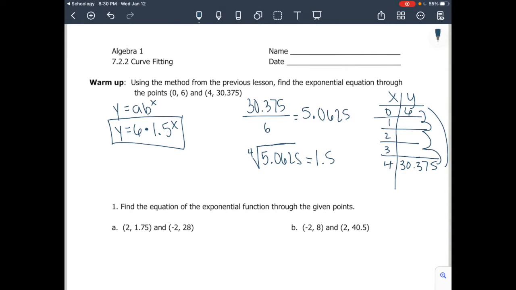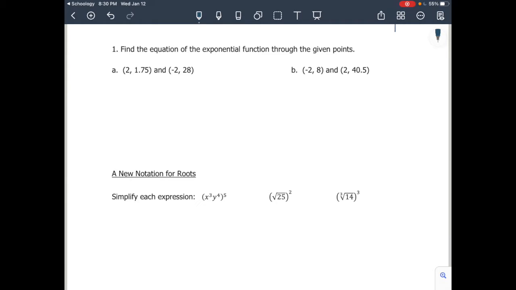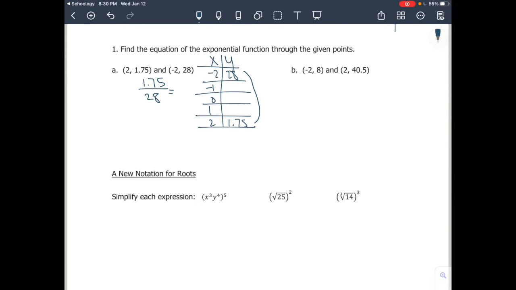So the next two are, again, the same stuff. So let's look at these. So for this one, I've got starting at -2. Even though the first one's at 2, I'm going to start at -2. And 28, -1, nothing, 0, nothing, 1, and then 2, 1.75. So then I'm going to divide first because I don't have my 0th term, so we'll start there.